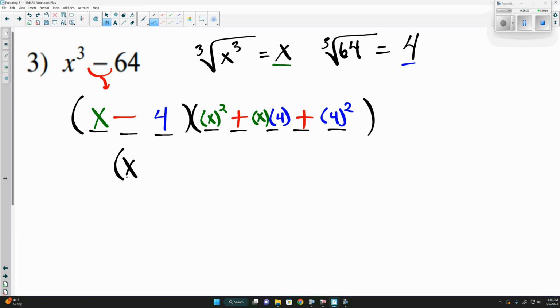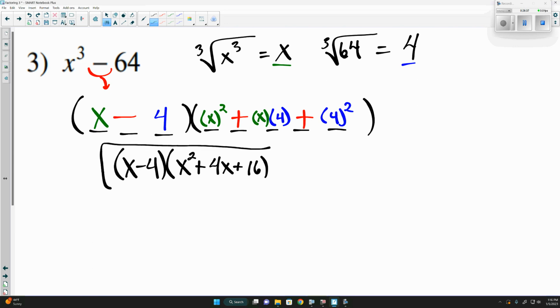But to finish simplifying, we'll have x minus 4 times, well, x squared is going to be x squared, plus x times 4 is 4x plus 16. Any questions on this here?